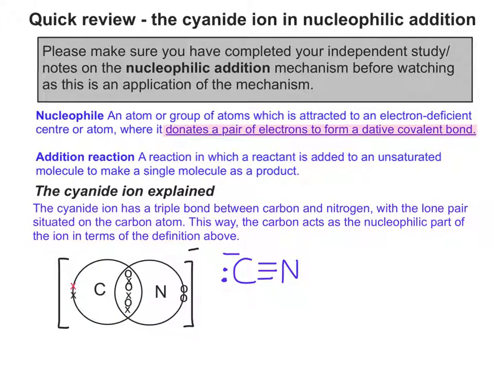So the whole ion now carries a negative charge, but the negative charge itself is centered on the carbon, as you can see in the blue version of the ion that I've drawn. So now we can start thinking about how it could behave as a nucleophile.